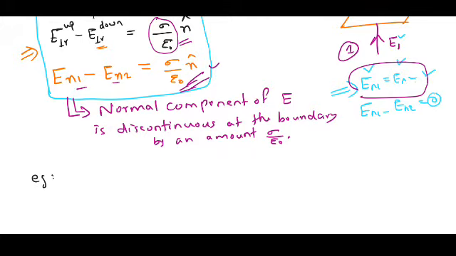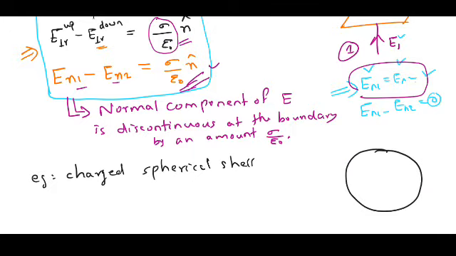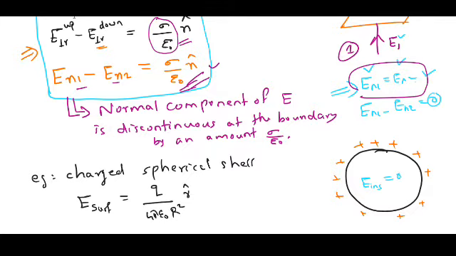We will consider a charged spherical shell, where all the charges are on the surface. The electric field inside the charged spherical shell is 0, and the electric field at the surface, E surface, if Q is the total charge on the surface, will be Q divided by 4 pi epsilon 0 r square r cap. Here the sphere has a radius r and total charge Q. Fine.